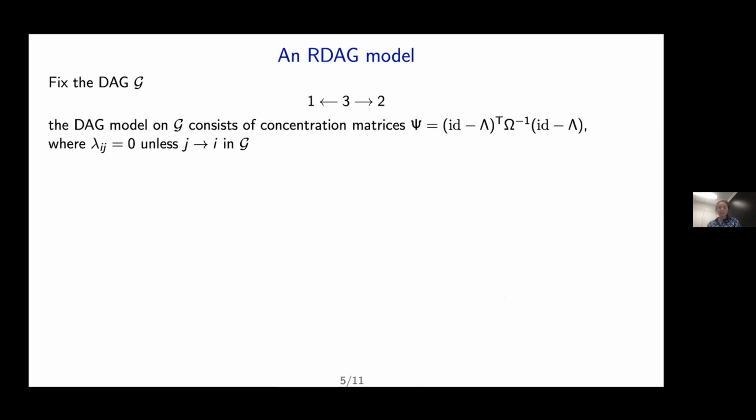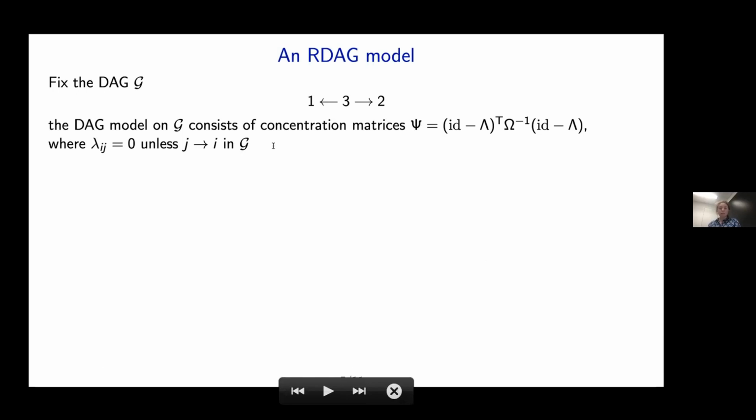All right, so now what is an RDAG model? Firstly, let's look at an example of a DAG. Here we have a directed acyclic graph on 3 vertices, and we have edges from 3 to 1 and from 3 to 2. Now our model consists of the concentration matrices that factor like this, where lambda ij is 0 unless there's an edge from j to i in the graph.